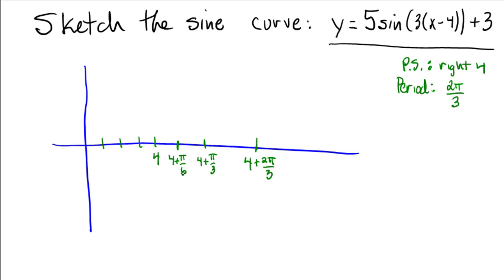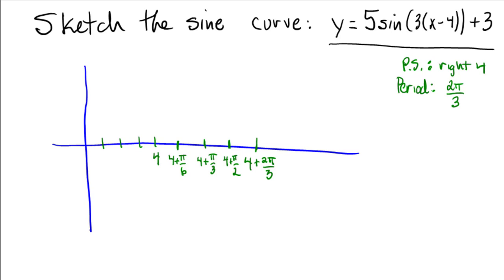So I'd like to think of this one as 0 over 6, 1 over 6, 2 over 6, which is pi over 3, and then next would be 3 over 6, which is a pi over 2. So the missing point in the middle would be 4 plus pi over 2. And that gives me 1, 2, 3, 4, 5 convenient points for graphing.